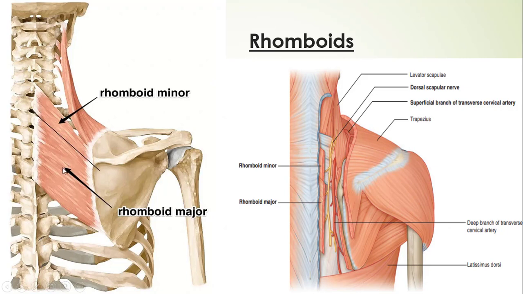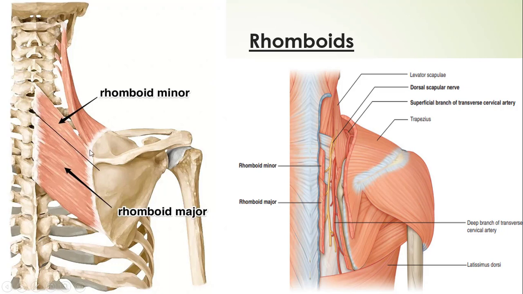Now the rhomboids, rhomboid major and rhomboid minor. Their position, shape, origin, insertion, blood supply and nerve supply, and type of movement. Their position: they lie inferior to the levator scapulae. The rhomboid minor is superior to the rhomboid major. It is small, cylindrical in shape.